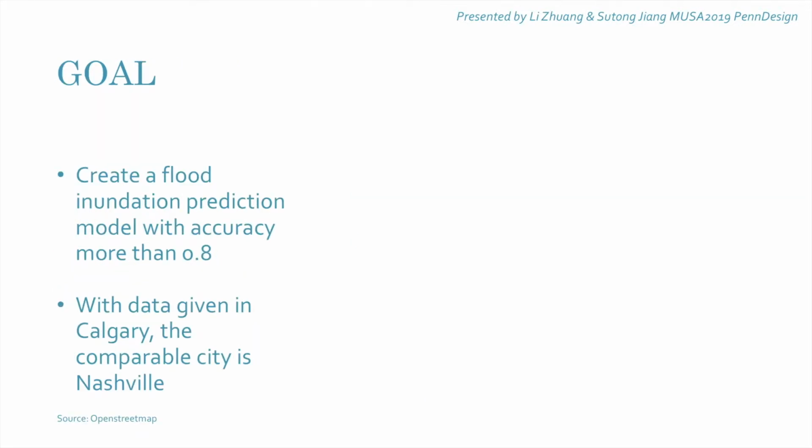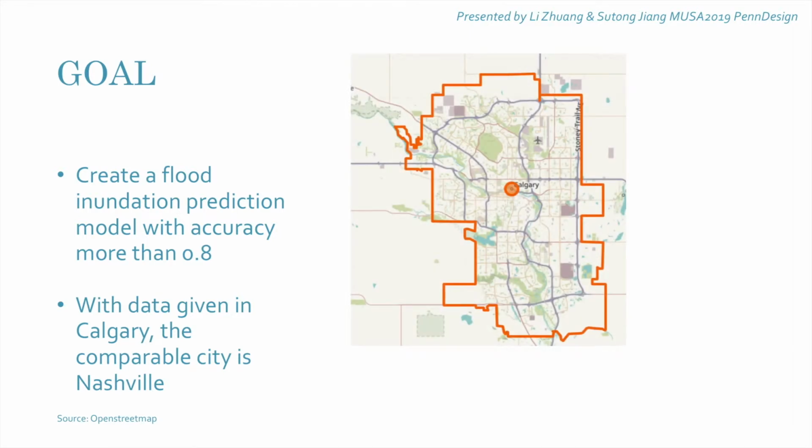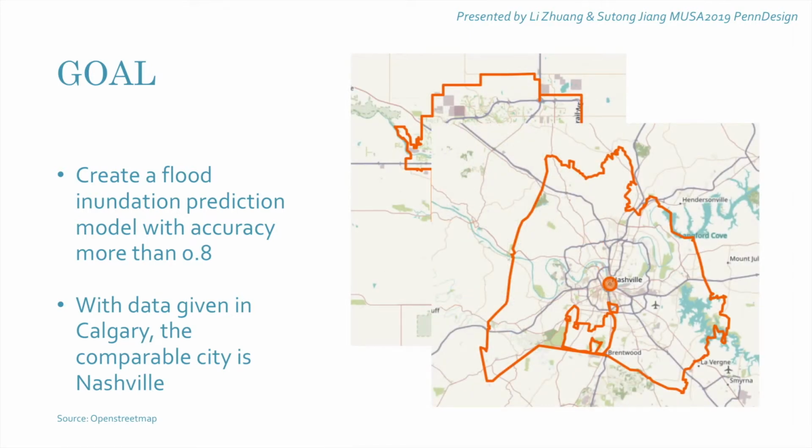Flood inundation varies from place to place due to unique geological and land use conditions across space. Therefore, in order to focus on flood inundation in Nashville, Tennessee, we use a comparable city, Calgary, in Canada. Both cities sit in an urban context with a river crossing through. Our goal for the model is to build a machine learning model with accuracy more than 0.8.